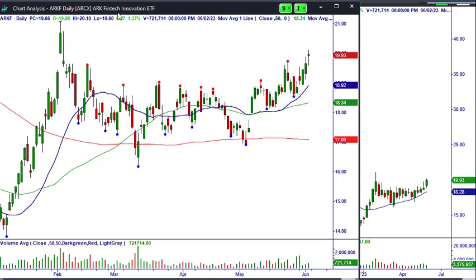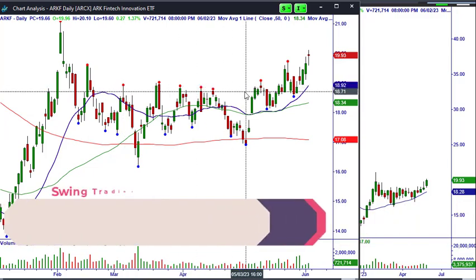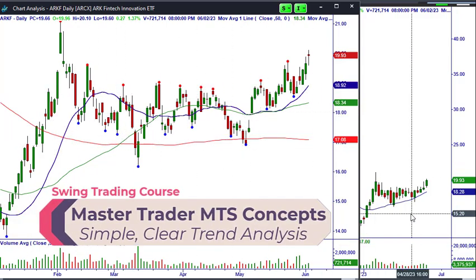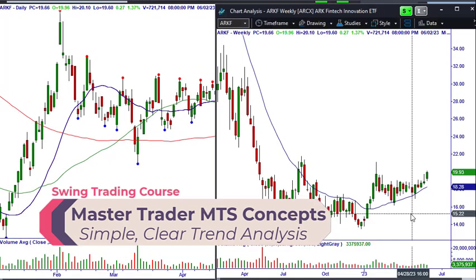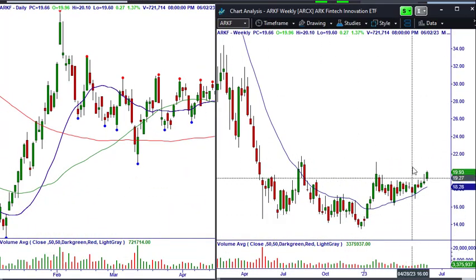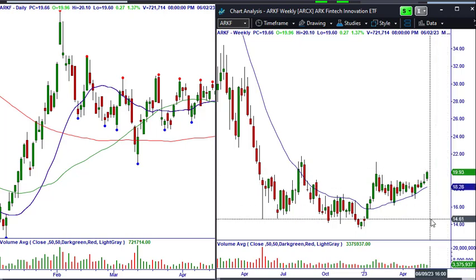ARK-F, this is one of Cathie Wood's ARK funds. We're already long this particular ETF in our ETF investment trader, which is a longer term hold. Look at the amazing consolidation we had. Look at all the flat moving averages on the daily chart. Look at the weekly chart, folks. This is a major multi-month bottom.